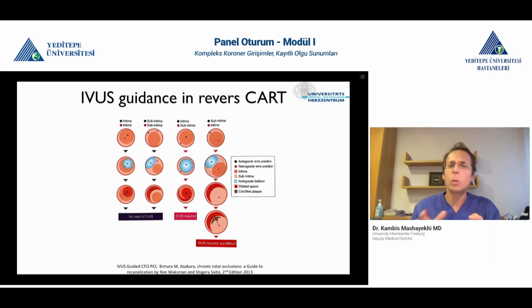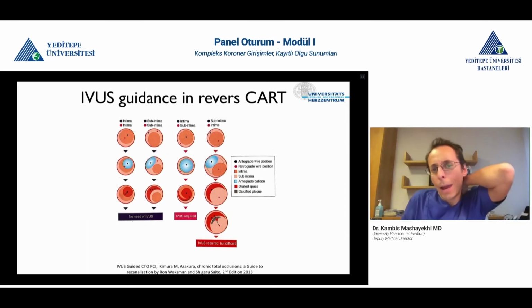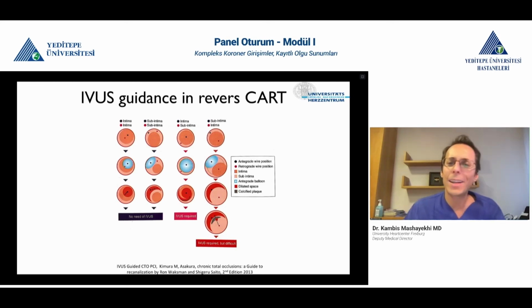And now we come to the most complex scenario, which doesn't work very well. It is when the retrograde wire is intraplaque, but the antegrade is subintimal. Because whenever you dilate your antegrade balloon, the subintimal space is collapsing. And from the retrograde, you have to puncture towards the intima media complex to your antegrade balloon. And this connection fails very, very often.